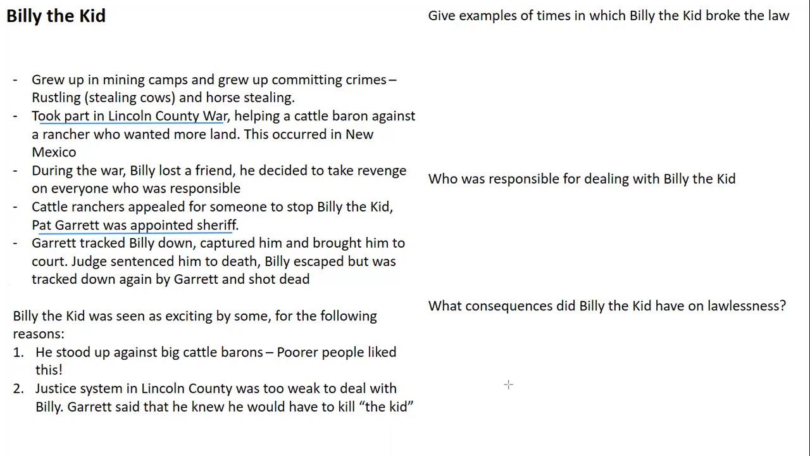Garrett said he knew he would have to kill the kid. So it showed that with Billy the Kid, the law and order was still massively ineffective, because how did they deal with it? They killed him. So that was, again, another reason to show why law and order was ineffective at this stage of this course.